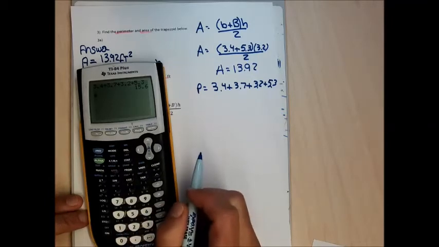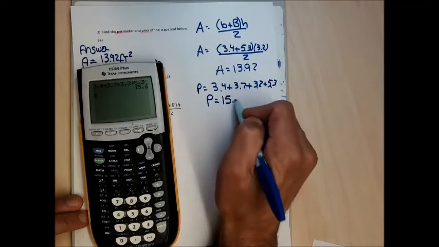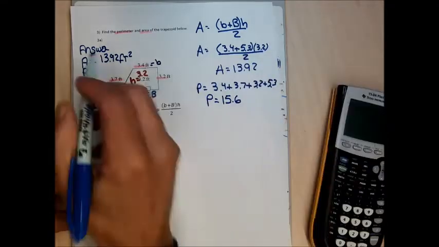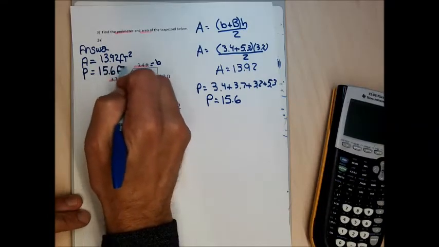And I get 15.6 for the perimeter. Have to have units, even though I'm not including units in my work because they're just kind of cumbersome to do. Perimeter always has linear units, so in this case it's just going to be feet.